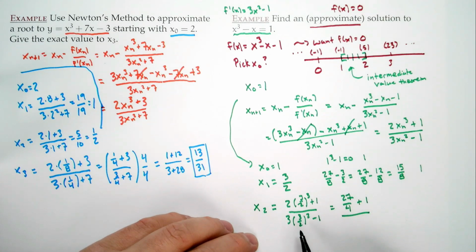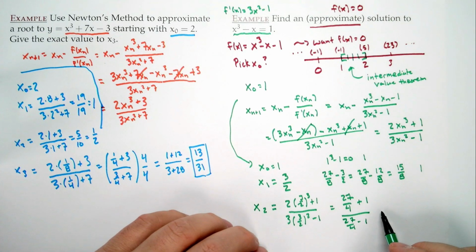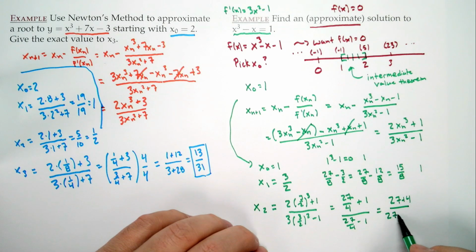And downstairs, we're going to get 3 squared, 9 over 4 times another 3. So that's, again, 27 over 4, but now minus 1. And what does that become? We'll multiply top and bottom by 4. So it becomes 27 plus 4 over 27 minus 4, which becomes 31 over 23.